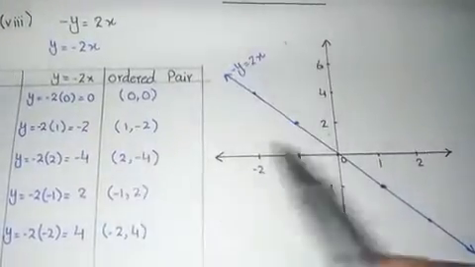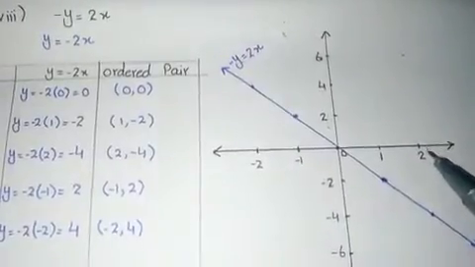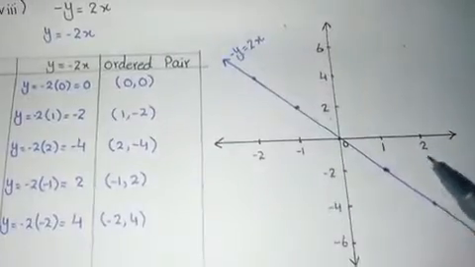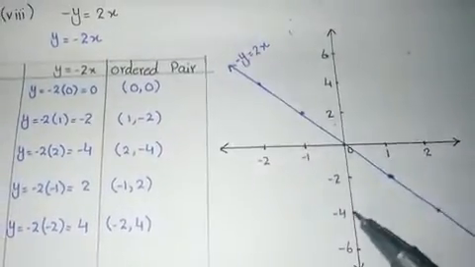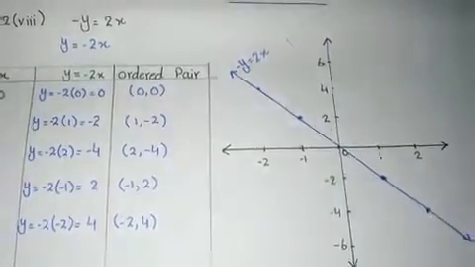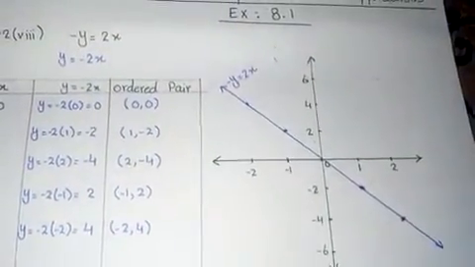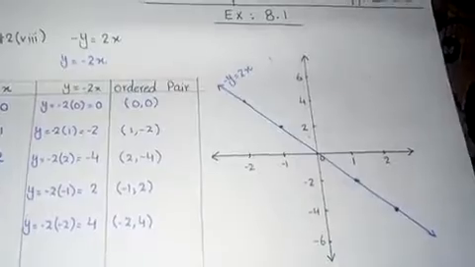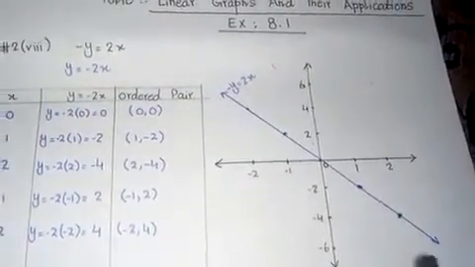2 is the value of x. Here is the 2 and minus 4. Come straight from 2 and here is the minus 4. So the intersecting point is this. Like this you will plot all the points and in the end you will join these points with the help of a scale. A straight line will form.